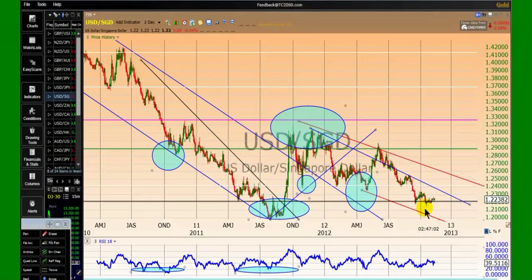Now we are again stuck in this channel here, but there's one level, 12200 here. That's what we see on today's chart.